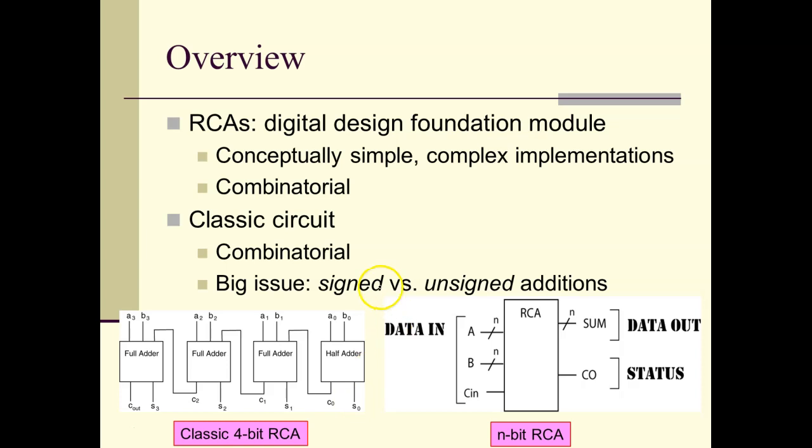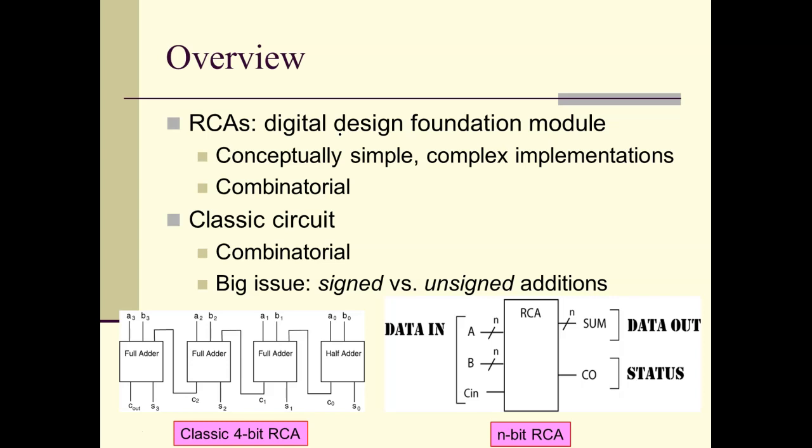We are going to deal with ripple carry adders. This is a foundation module. It's a ripple carry adder. It adds basically two numbers. Now, this is a well-known combinatorial circuit, one of the first relatively complex circuits you deal with in a digital design course. And the big issue here, as we'll get to in a second, is whether you are dealing with signed or unsigned numbers.